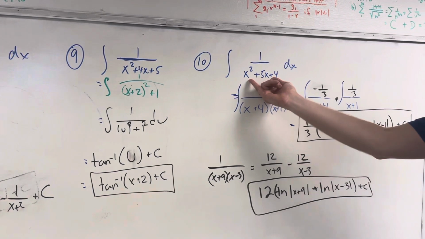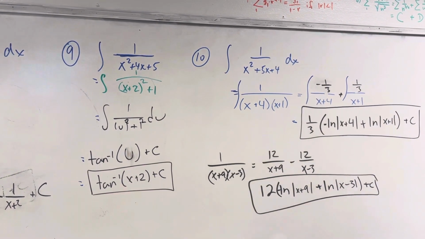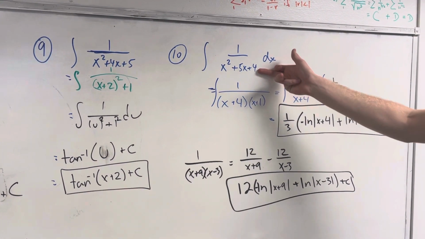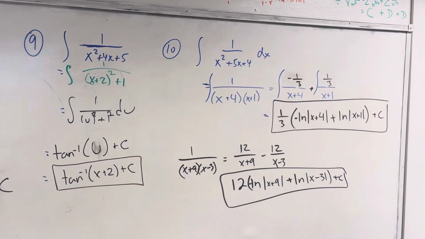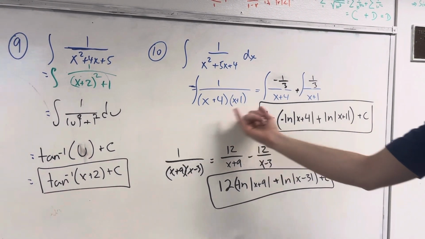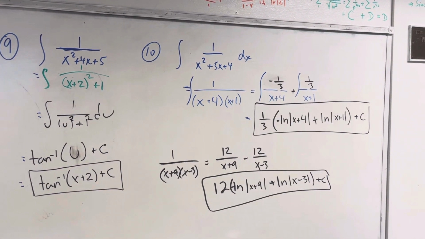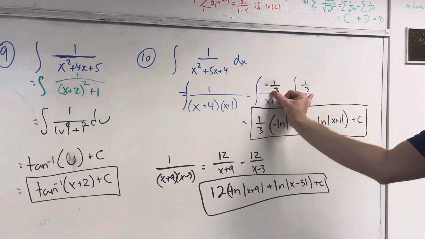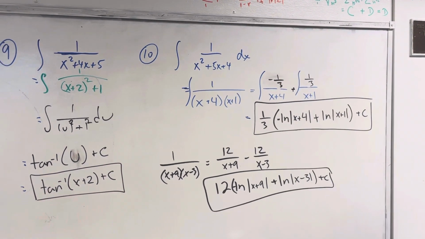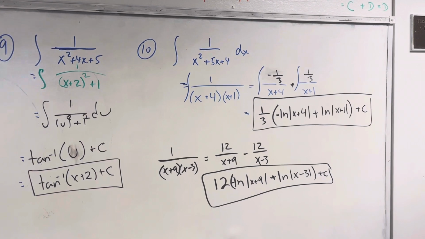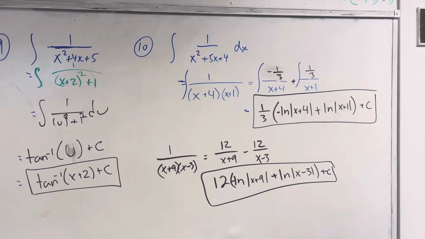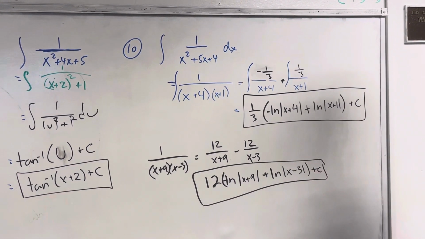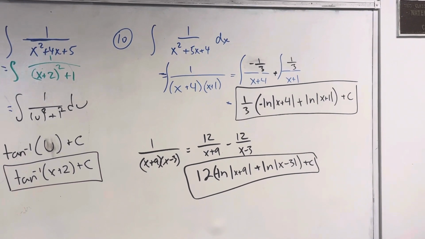For 10, you factor out the very bottom of this, and the difference between 10 and 9 is just one number off, and that one number makes all the difference. Split this up, split the integrals into 2 additions. You can prove that these are negative 1/3 and 1/3 through cover-up method or the long method where you use a and b, whichever one you pick. Then use ln integration to get to the very bottom.